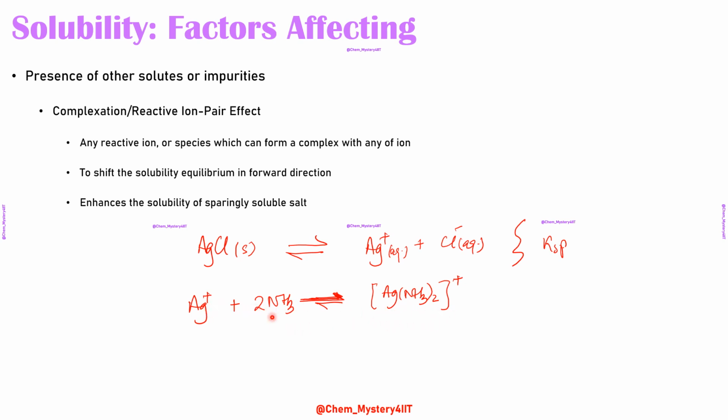Silver ions keep on moving in the forward direction because of the very high equilibrium constant for this reaction. As silver ions are formed, they are converting into this complex. More are formed, more are converting into that. So more and more of the AgCl in the given solution can be dissociated. We say the solubility of silver chloride, which is a sparingly soluble salt, has been improved in the presence of this complexing agent, which is ammonia.